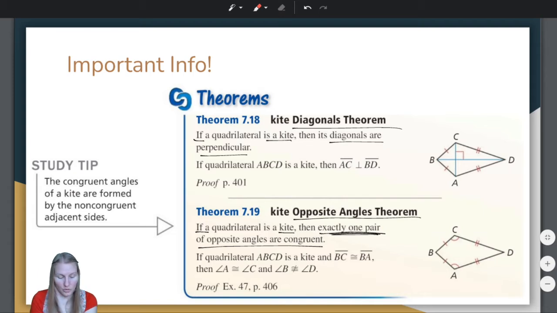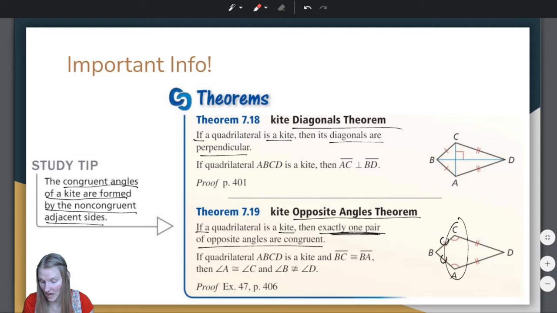So the congruent angles of a kite are formed by the non-congruent adjacent sides. So the angles that are in between the non-congruent sides are the angles that are congruent. Because BC and CD are not congruent, the angle in between them, and A is the angle in between BA and AD, which are not congruent, those angles are congruent. So exactly one pair of opposite angles are congruent. When it says exactly one pair, not more than one pair, not less than one pair of opposite angles are congruent.